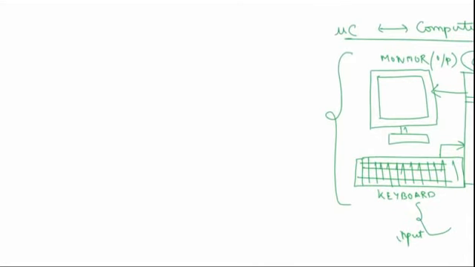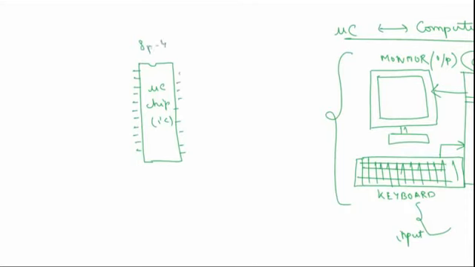A microcontroller is basically a small IC chip, which is also called a chip. So this is your microcontroller chip or an IC. The number of pins in this IC can vary from anywhere starting from 8 pins to more than 40 pins. And the microcontroller is very similar to a computer.